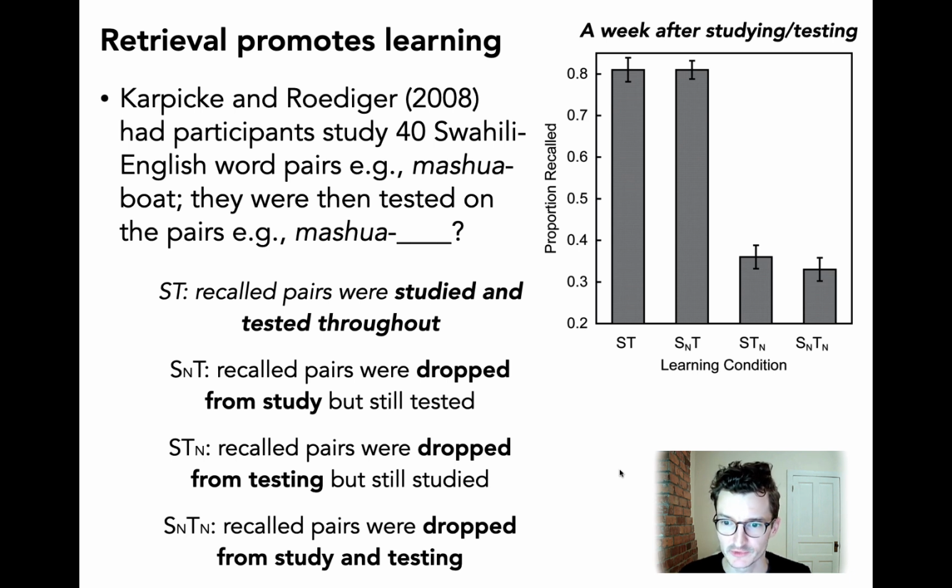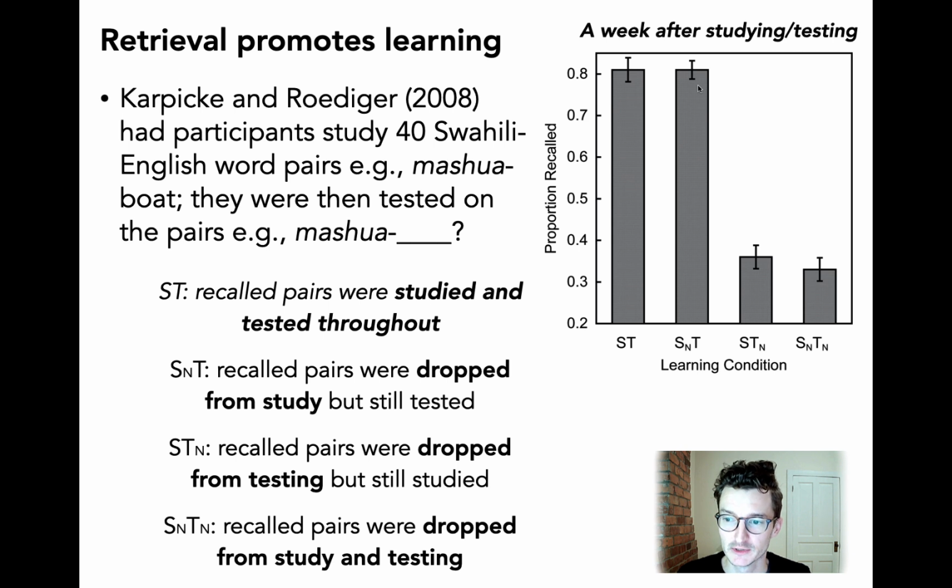And what did they find? This is kind of surprising. Participants who, once they learned a word pair, continued to study it and continued to be tested on that word pair had very good recall of the Swahili English word pairs. They were up at like 80%. Participants who continued to test themselves on a word pair but stopped studying it, the group that threw away the flashcards and just tested themselves over and over again, had recall similarly up at like 80%.